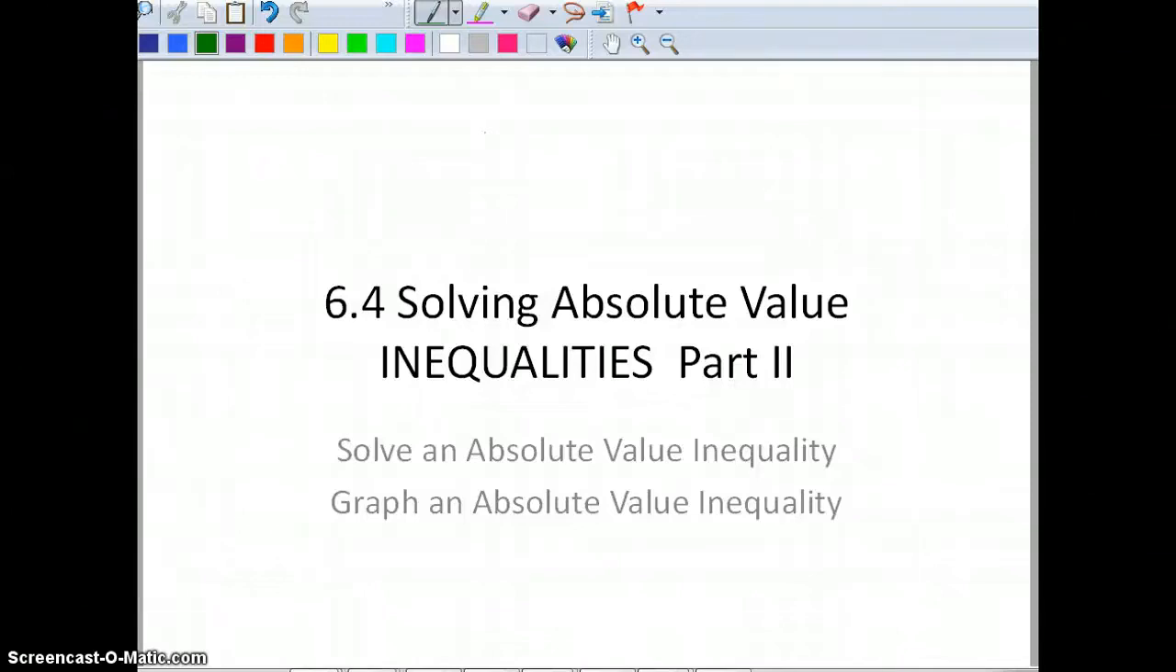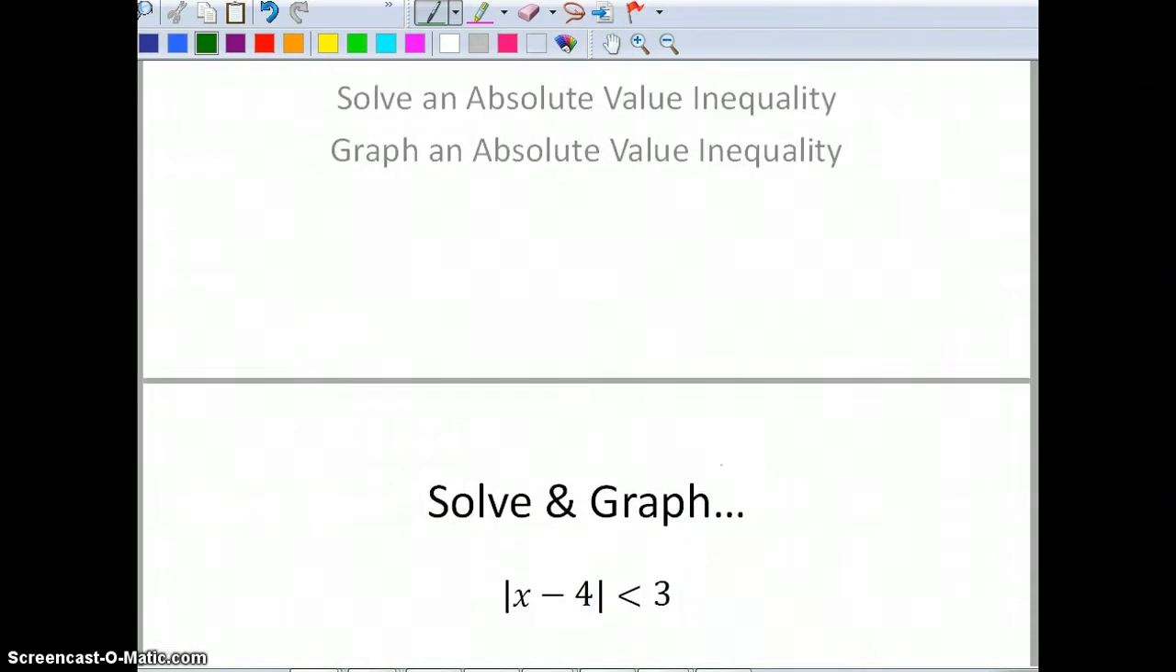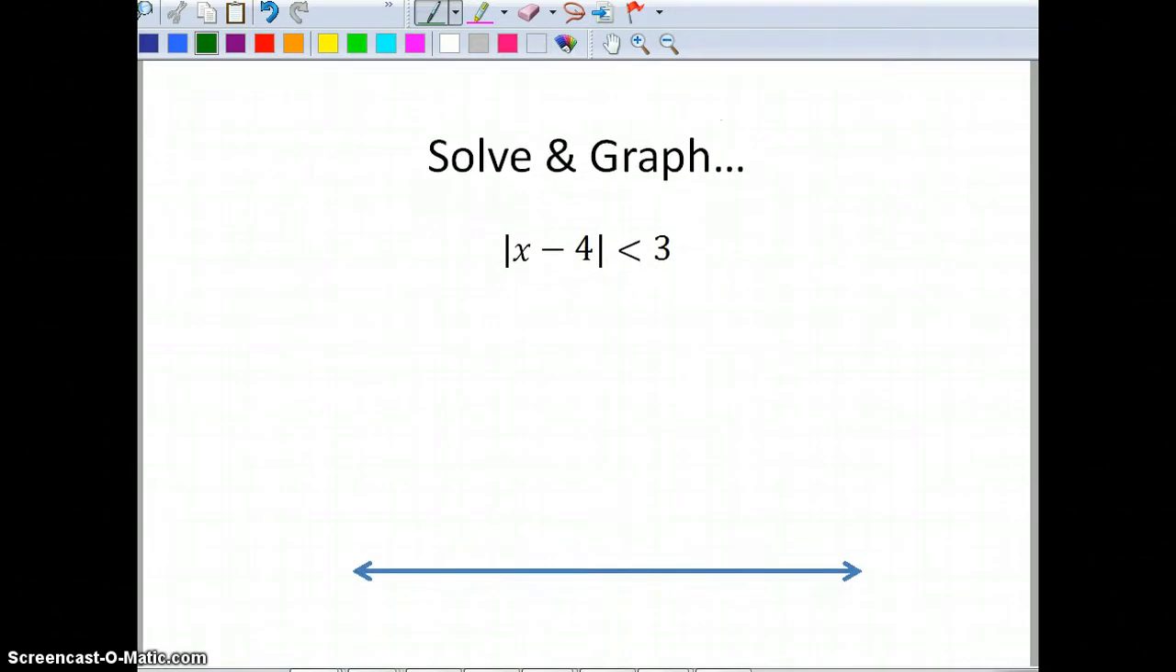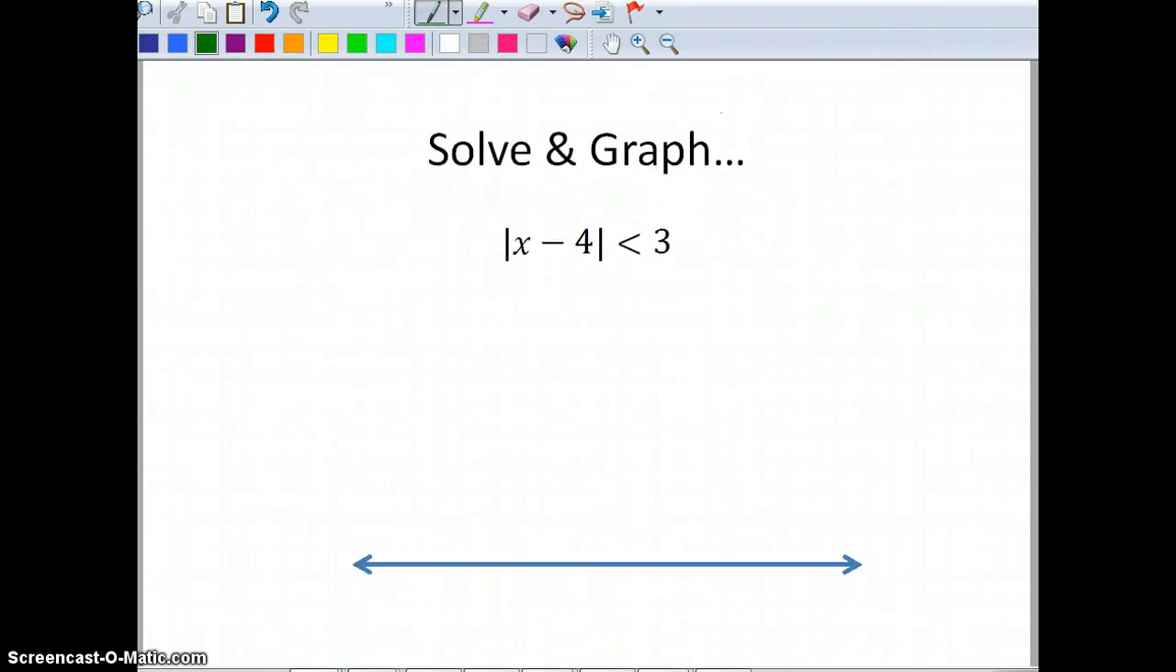This is section 6.4, Solving Absolute Value Inequalities. This is day 2 of this lesson. Yesterday we worked on solving absolute value equations. So when you finish today, I expect you to be able to solve an absolute value inequality as well as graph it. So we're going to go through and we're going to solve and graph.